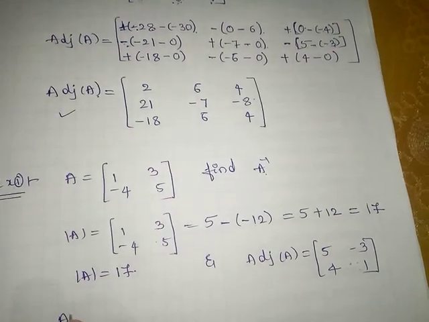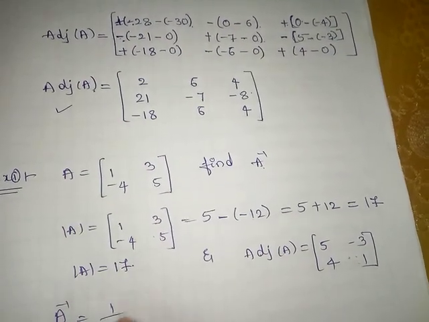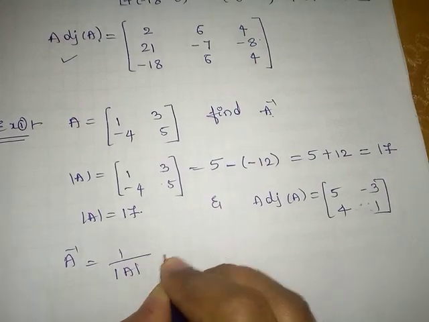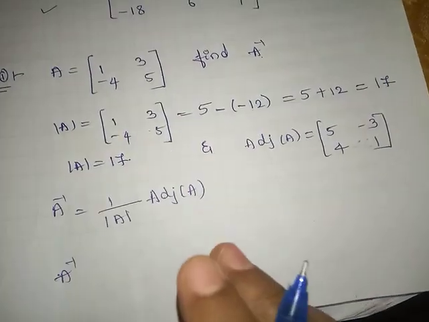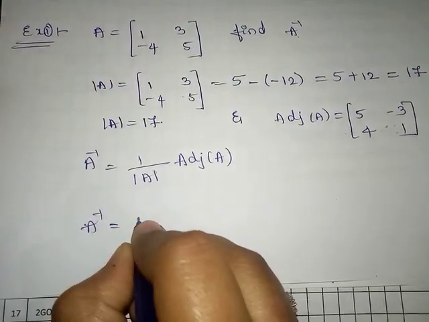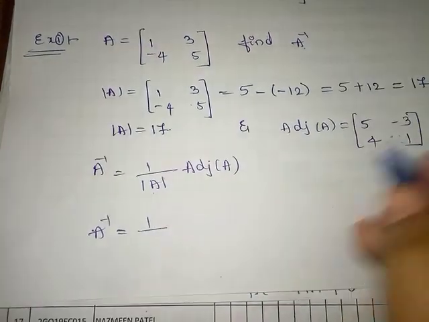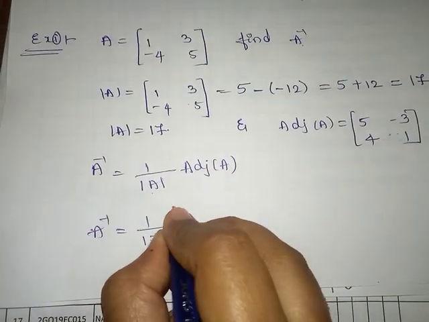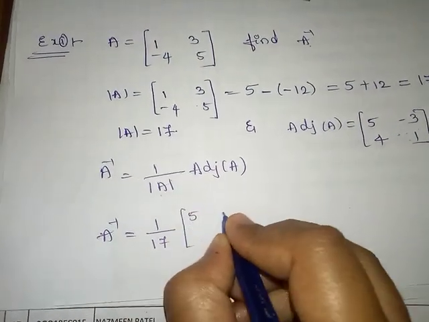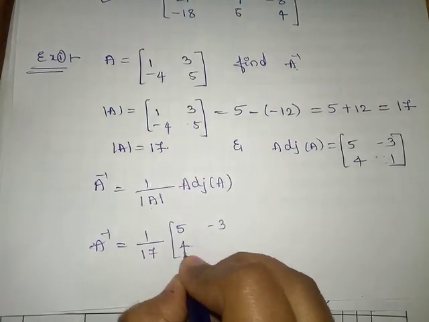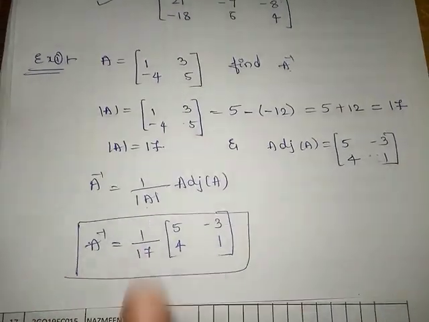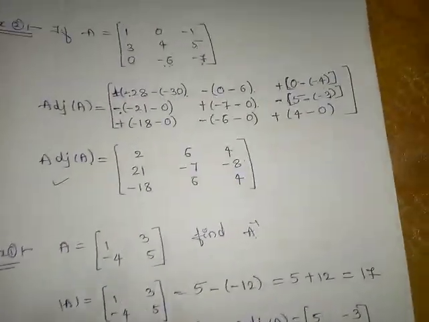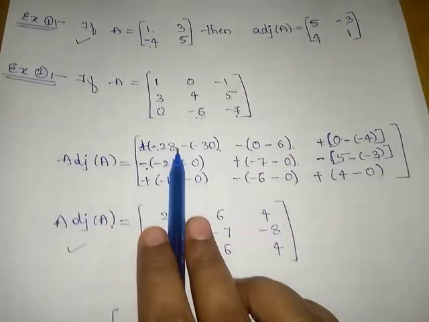Then inverse of A is equal to what? 1 divided by determinant of A into adjoint of A. Determinant of A is what? 1 divided by determinant of A is 1 by 17, into adjoint of A, which is 5, minus 3, 4, 1. This is the inverse of this given matrix. Similarly, you have to find the inverse of this matrix.